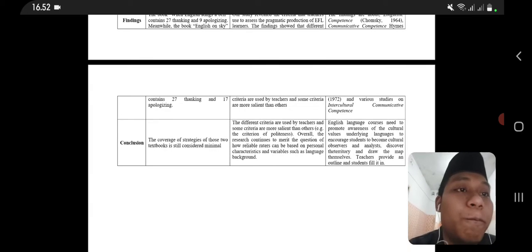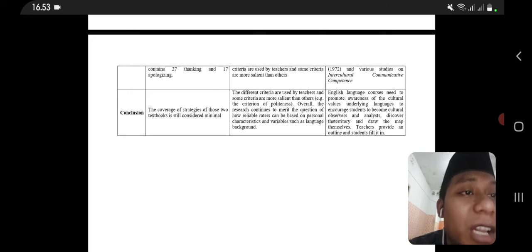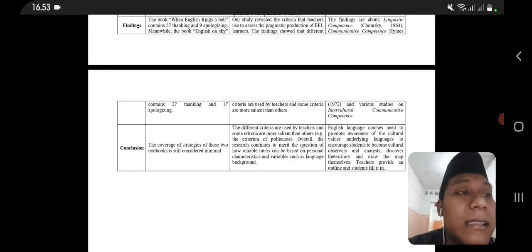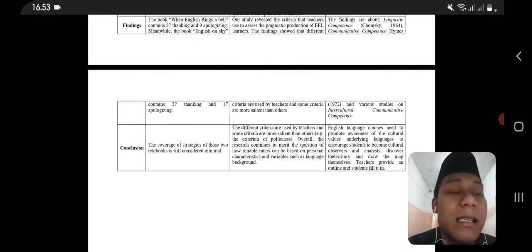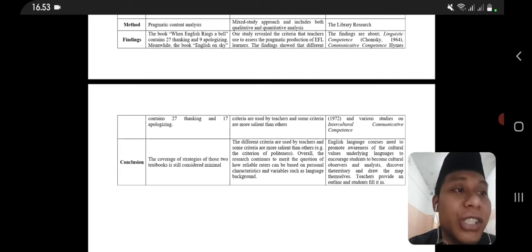So the conclusion will be that English language courses need to promote awareness of the cultural values underlying language, to encourage students to become culture observers and analysts, discover theory and draw the map themselves. Teachers provide an outline and students fill it in. So the conclusion of what the writer finds in the previous research, in the books that they use for library research, is that everything in ELT should be in relation with the culture that they have.